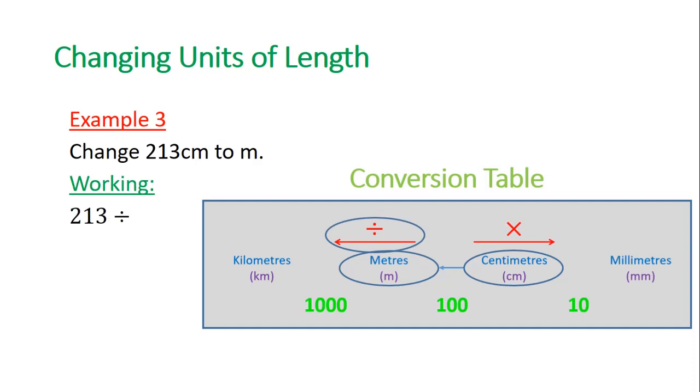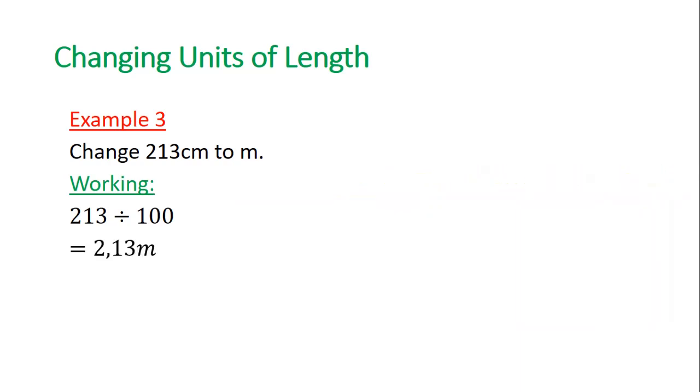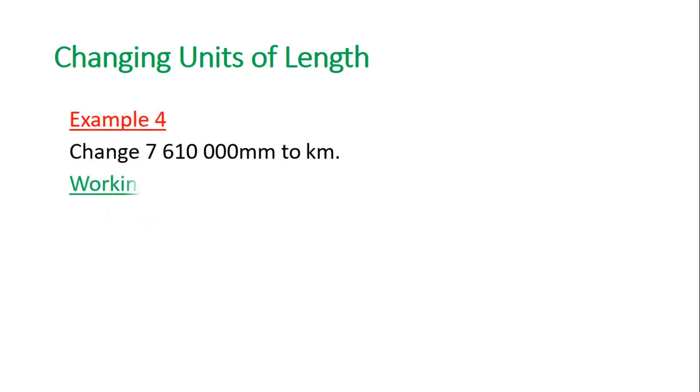So I write down my divide sign. Now I'm going from centimeters to meters. The green number at the bottom is 100, and so I have divided by 100. I put that in my calculator, I press equals, and I get 2,13 meters. Relatively easy. Let's look at example 4.